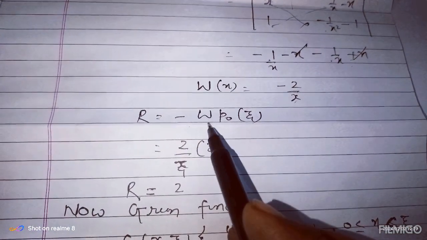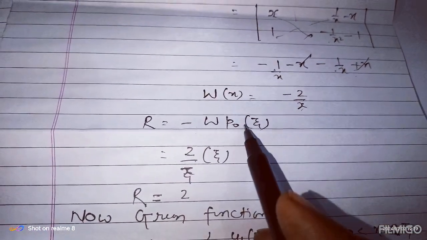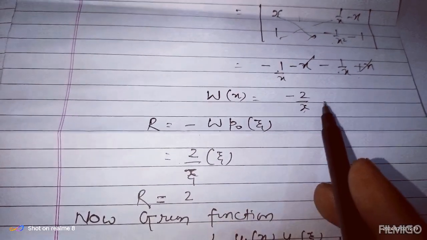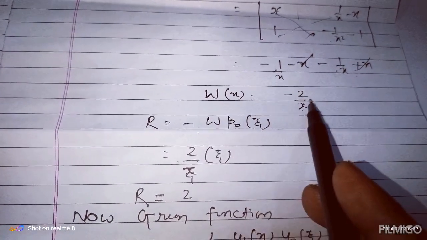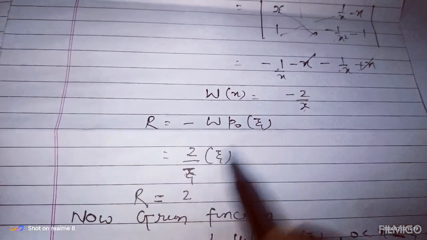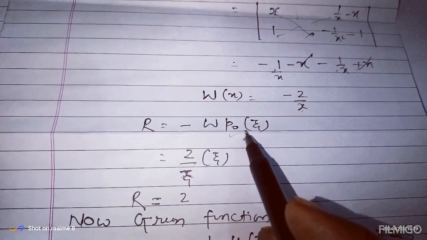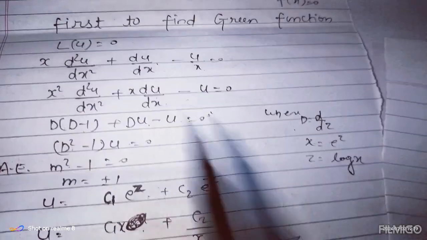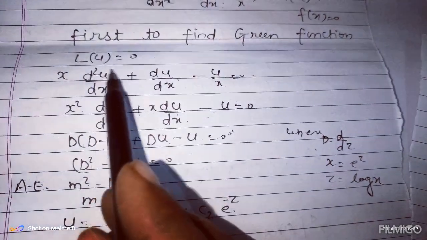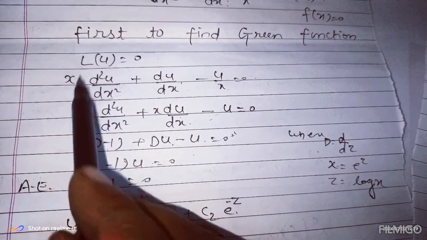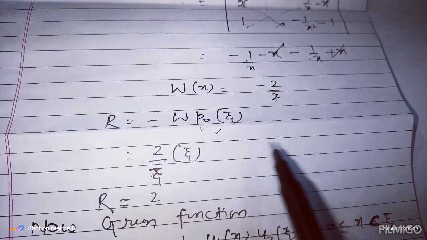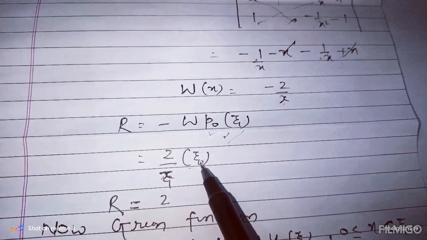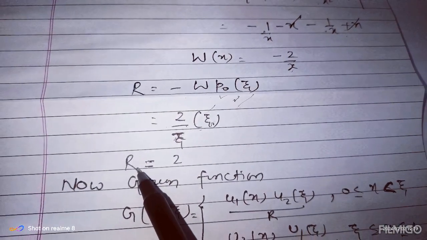C is equal to −W p0(ξ). Then r(x) is this, and W(ξ) is −2/ξ, so it becomes plus 2/ξ. p0(ξ) is the coefficient of the higher order derivative. In the higher order derivative d²u/dx², the coefficient is x. In the form of ξ, I put x in place of ξ. Then ξ cancels out, and c is equal to 2.